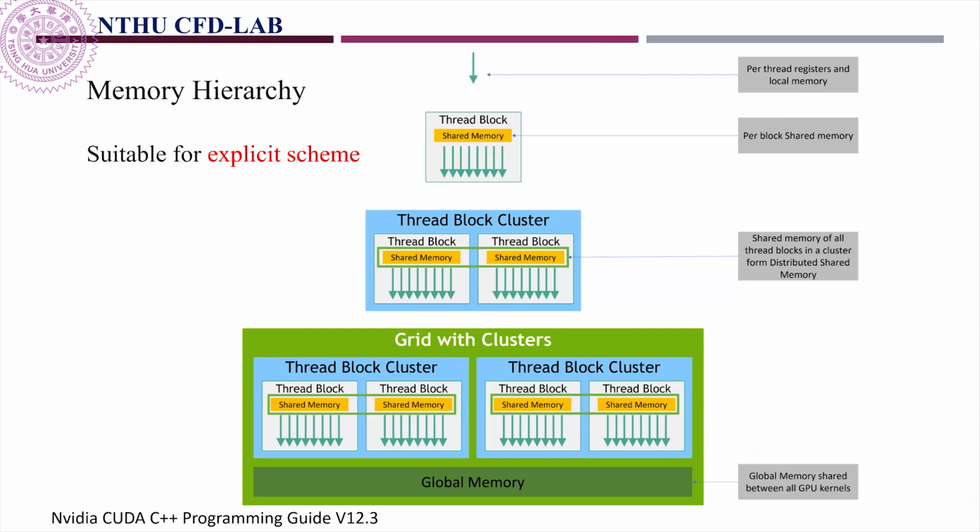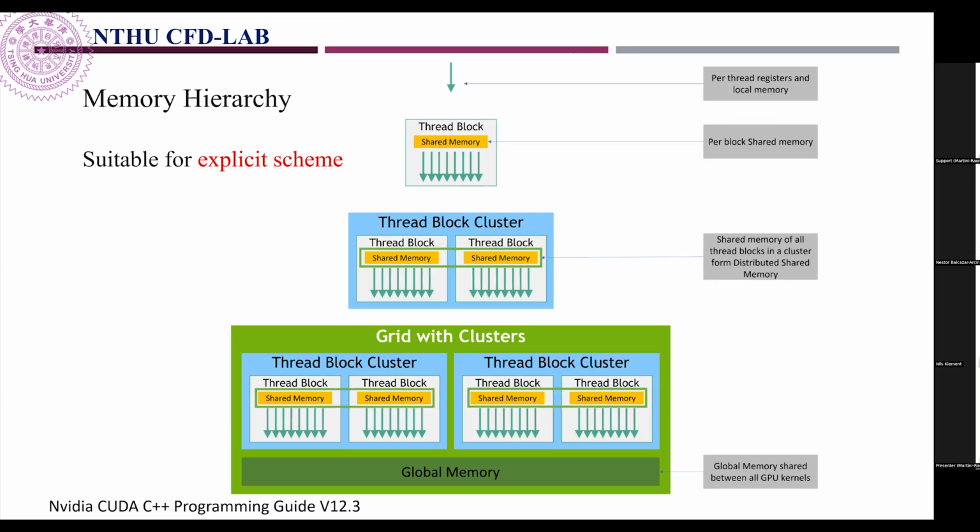All the threads can access the global memory. Within each block, each thread has its own register or local memory, but within the block, they can communicate through shared memory. So that is the bottleneck. If your method is implicit, you need to get access to global memory. Of course, you can use shared memory, but the size of shared memory is quite small. So the implicit method actually is not very applicable to GPU.